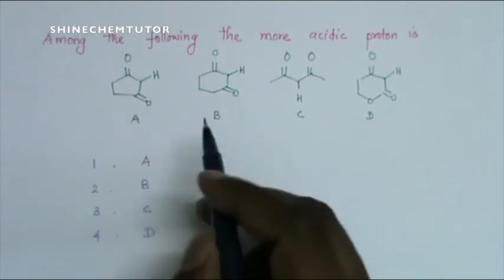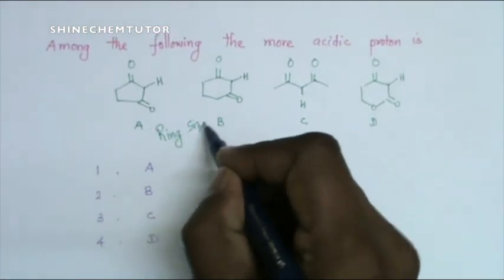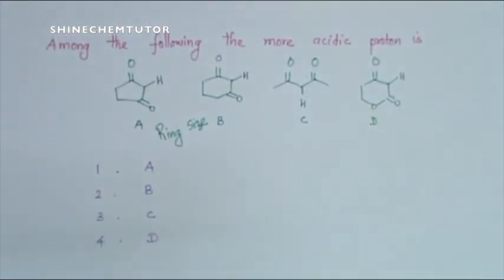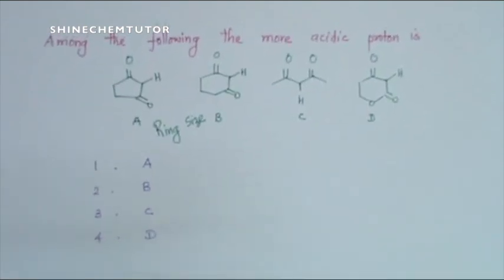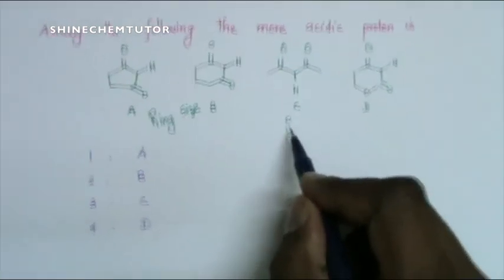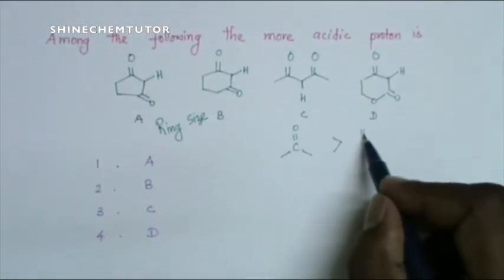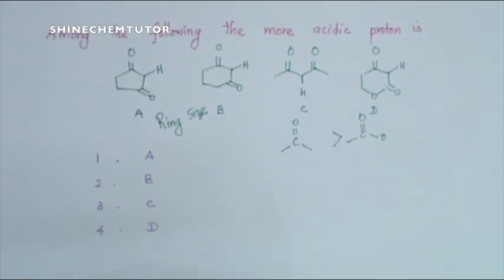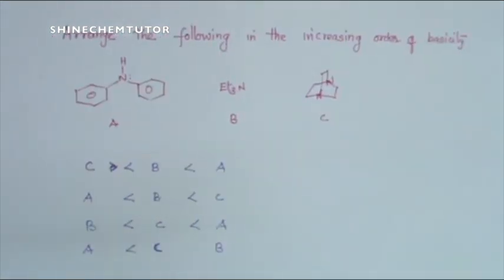When you compare the first 2, you have to go for the concept of ring size. When you compare second and fourth, you have to use the concept that ketone is a stronger electron withdrawing group than ester. This is the next problem. Arrange the following in the increasing order of their basicity. Which one will be more basic?